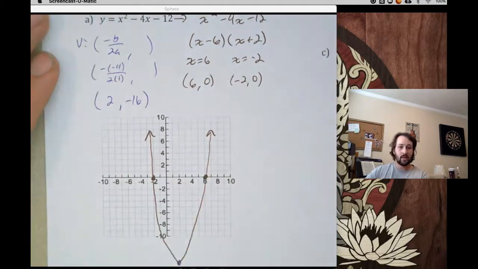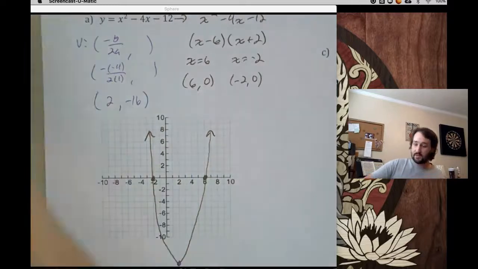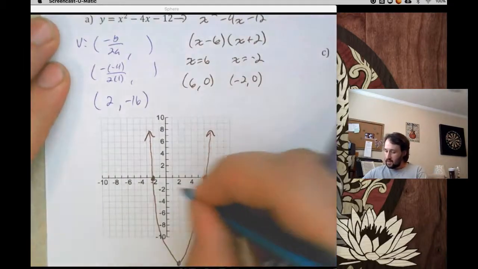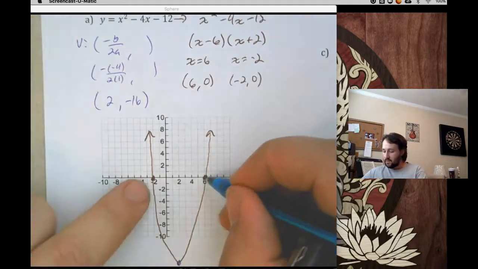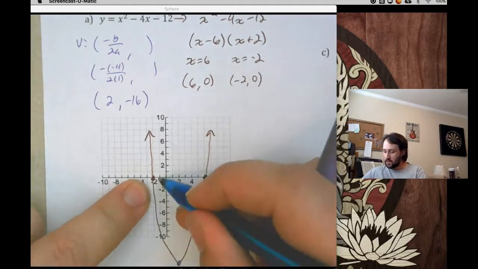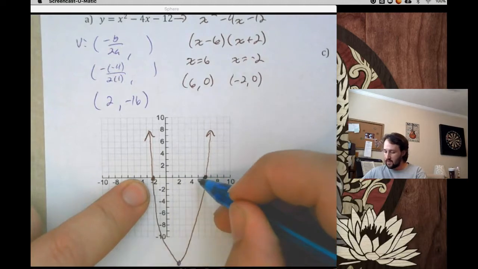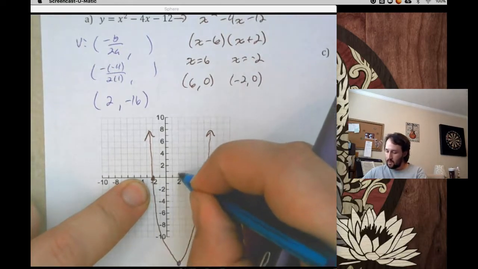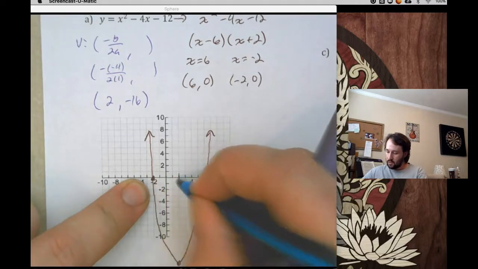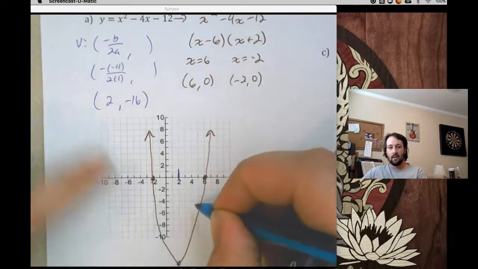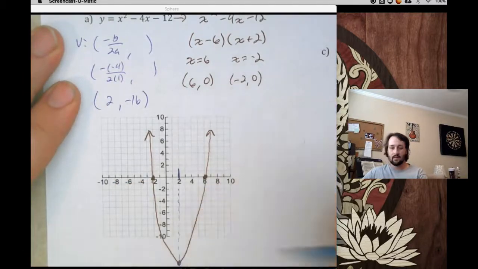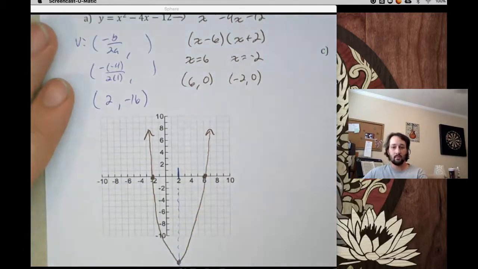There would be my quadratic. And also notice, the vertex happens exactly in the middle of the 2 x-intercepts. So from negative 2 to 6, I can count 1, 2, 3, 4, 5, 6, 7, 8 units. So 1, 2, 3, 4, and 1, 2, 3, 4 units away from either one is where my vertex is located.